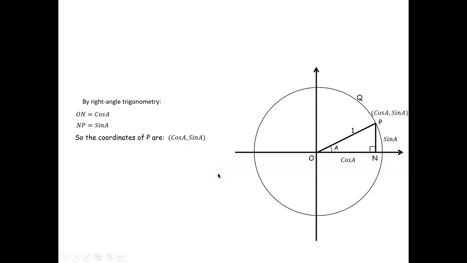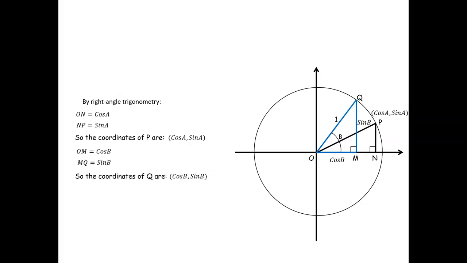Now if I choose another point Q, still on my unit circle, but with a larger angle, which I'll call B this time, then my hypotenuse is still 1, and OM is cos B, and MQ is sine B. So the coordinates of point Q are cos B, sine B.